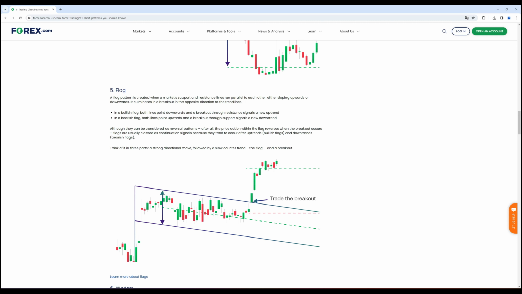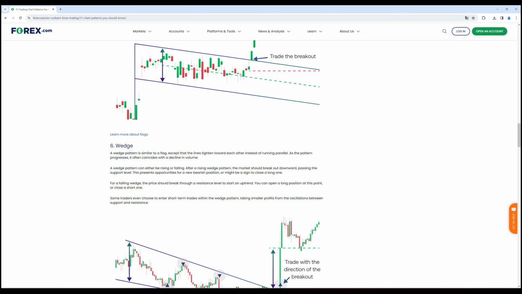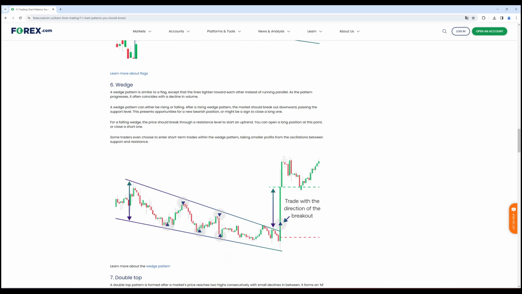Think of it as three parts: a strong directional move, followed by a slow counter trend, the flag, and a breakout. So of course, when we talk about wedge patterns, it is very similar to the flag, except that the lines tighten towards each other instead of running parallel. As you can see, they start pretty much forming into a triangle, and you can see it's wedging until it doesn't know if it's going to go in a bullish or bearish momentum. The wedge pattern could either be rising or falling.